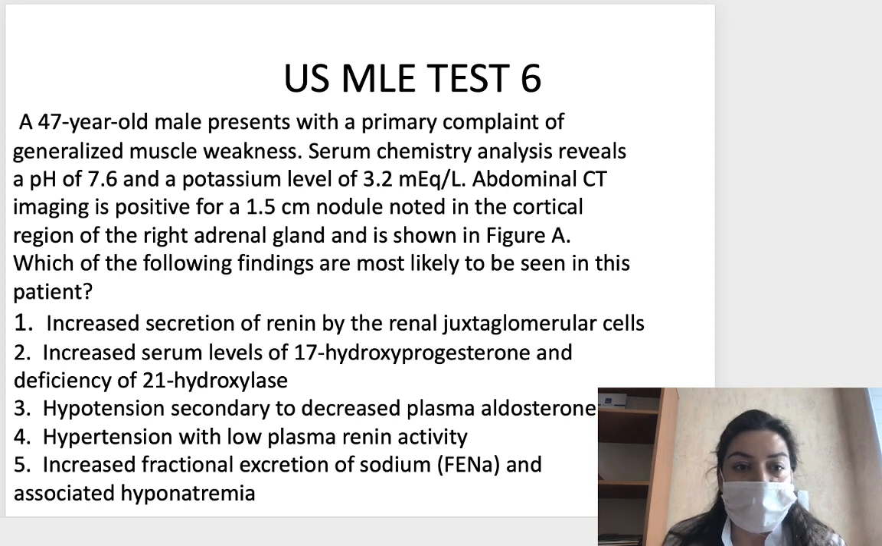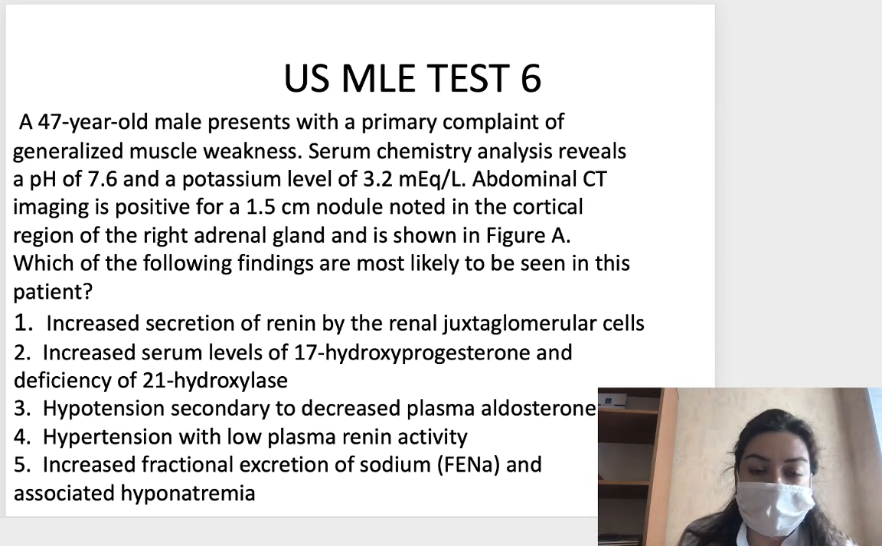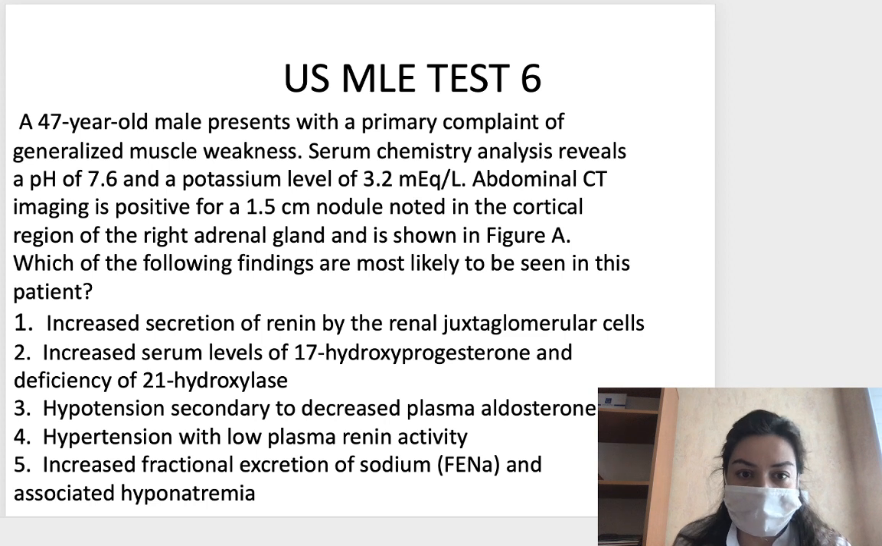Next test for you. A 47-year-old male presents with a primary complaint of generalized muscle weakness. Serum chemistry analysis reveals a pH of 7.6 and potassium level of 3.2. Abdominal CT imaging is positive for a 1.5 centimeter nodule in the cortical region of the right adrenal gland. Which of the following findings are most likely to be seen in this patient?